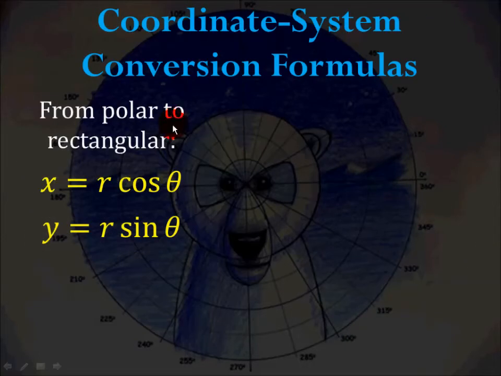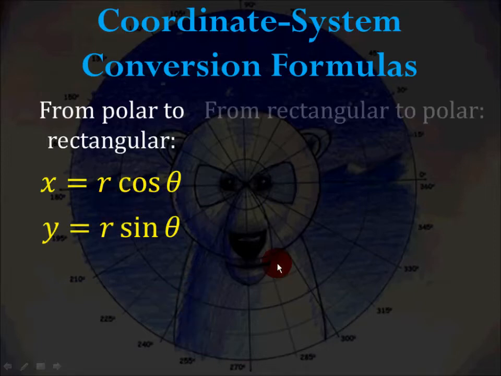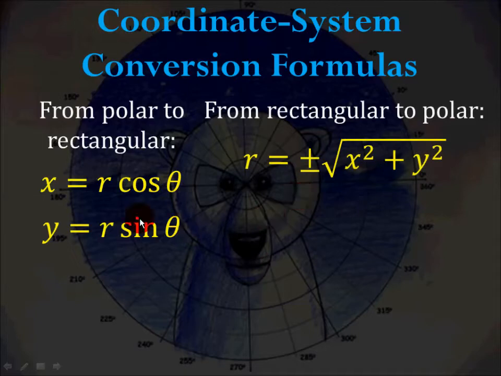We remember these from back in chapter 13. x equals r cosine theta and y equals r sine theta. All right. So remember cosine theta equals x over r and sine theta is y over r. Now to go from rectangular to polar, first you need r equals plus or minus the square root of x squared plus y squared. This is basically the Pythagorean theorem.